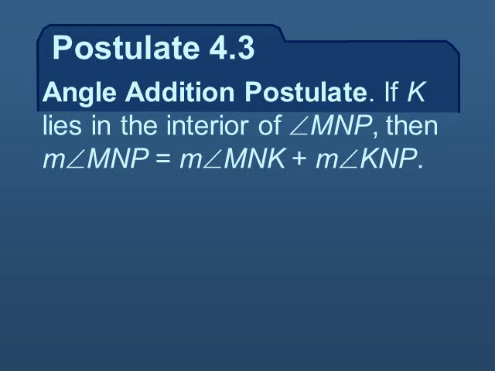Okay, your first postulate for this section is the angle addition postulate. We're going to be using this a lot when we start writing proofs, so it's important that you understand that. This is a little bit like betweenness, but not quite. We use betweenness a lot in proof writing as well, but if K lies in the interior of angle MNP, then the measure of angle MNP equals the measure of angle MNK plus the measure of angle KNP. Now, of course, we need a picture to go along with this, or it's just a bunch of letters, right?